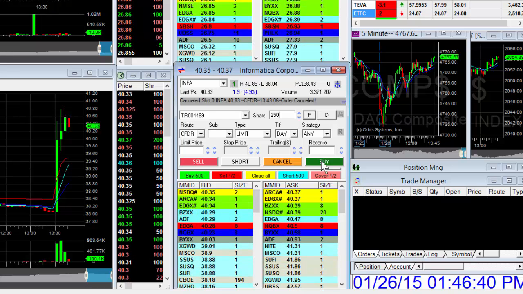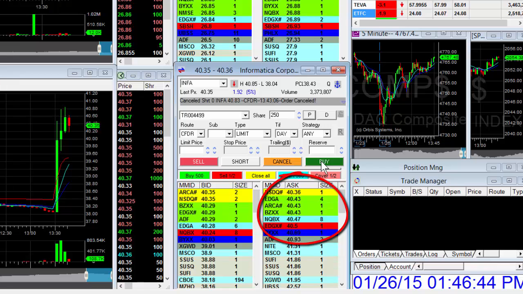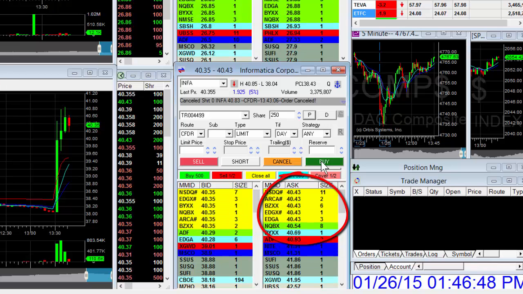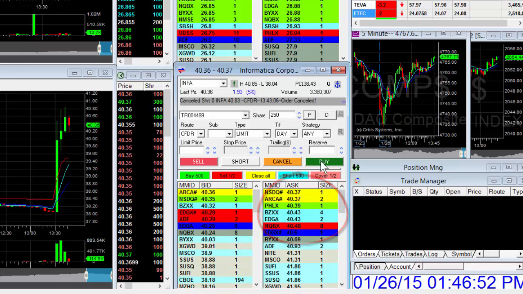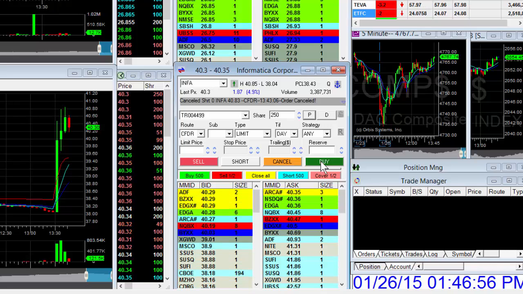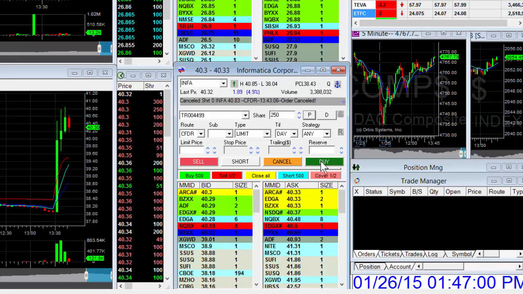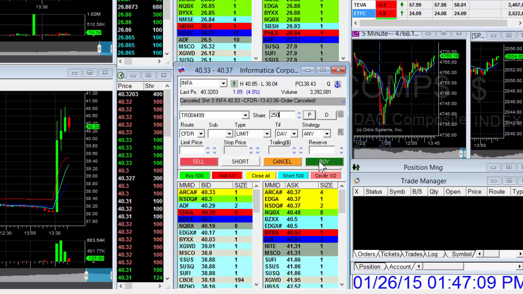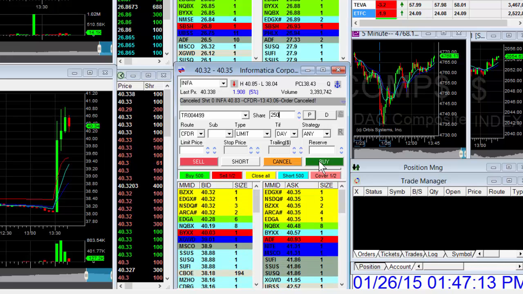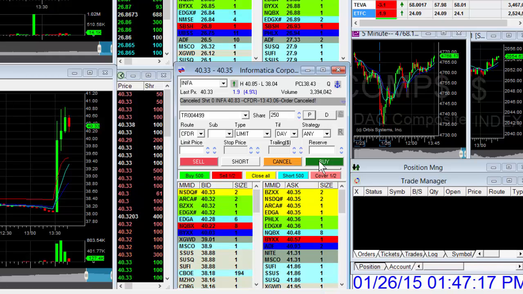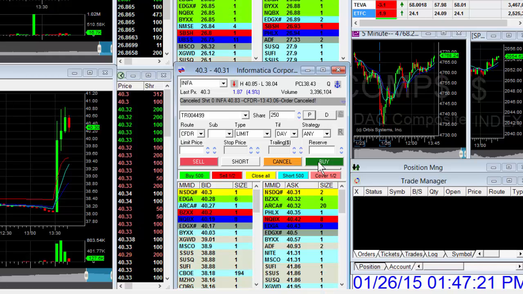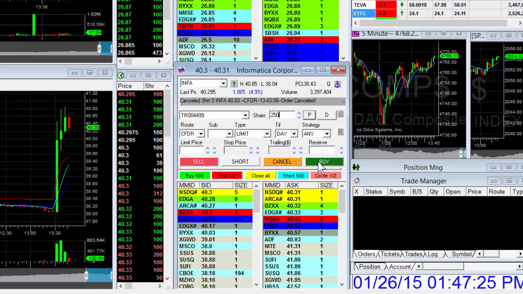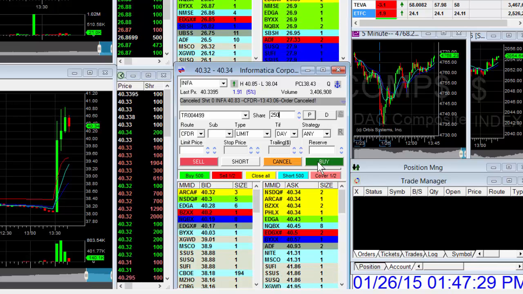I'm waiting for the ask or the offers to get below 40.30 because trading CFDs, you're always going to get covered on the ask or the offers, okay? You're never going to get filled between the bid and the ask. You're always going to get filled on the ask. So that's why I'm waiting for the ask to get under that $40.30 level. And it looks like we're fixing to get there. I'm trying to be patient with the trade and let it work itself out.